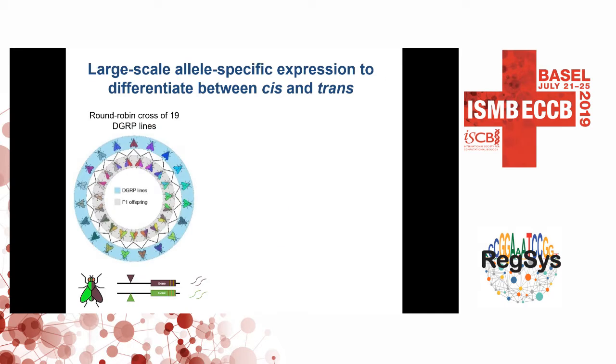And so this is what we aim to now investigate, in a very large-scale analysis. And here again, we exploited the DGRP, because what we did is a round-robin cross where we crossed individual lines together, yielding F1s, okay?